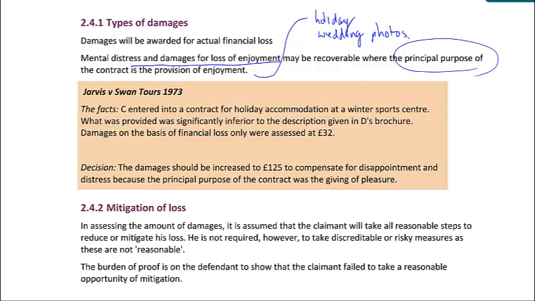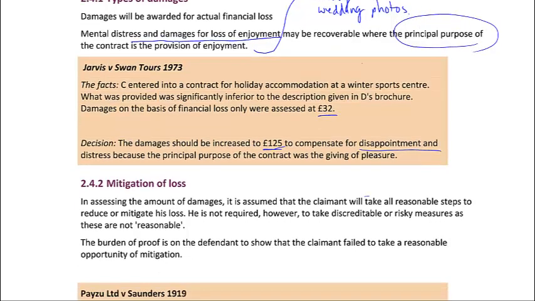Unfortunately, what he got was far inferior to that. He had a host who could barely speak English, afternoon tea was some dried-up fruit cake, and the entertainment apparently was very shoddy. So his financial loss was only £32, but, you know, this was his annual holiday. This was his only holiday. He'd given up his hard-earned cash and his time off work for this holiday, and therefore he was entitled to 3 times that sum as compensation for his disappointment and distress because he hadn't been able to enjoy this contract. So you can recover damages for mental distress, but it is actually quite limited, so take care with that one.